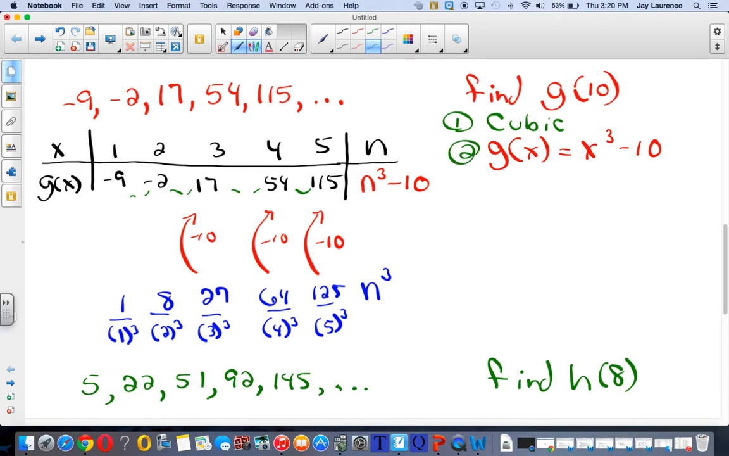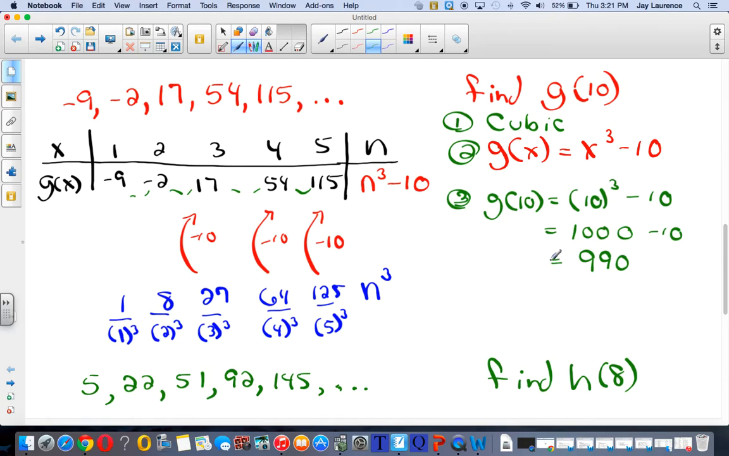There's the actual function, and now I'm going to find g of 10. So step 3 will be find g of 10, and I'll get 10 to the third power minus 10. Well, 10 to the third power should be 1,000, and minus 10 would be 990, and there you go. That's the 10th term in the sequence.